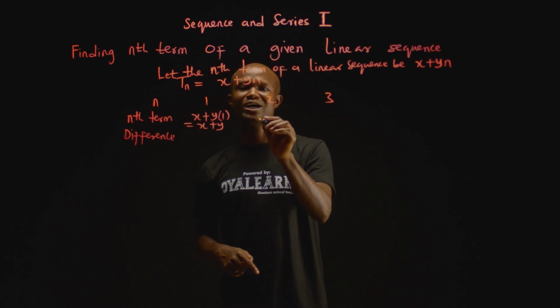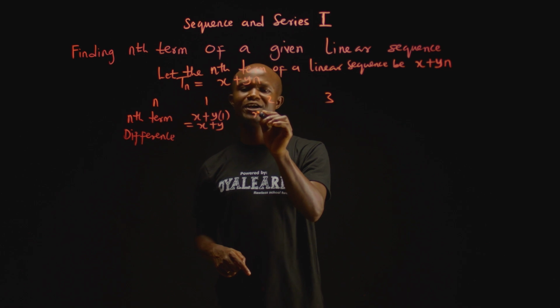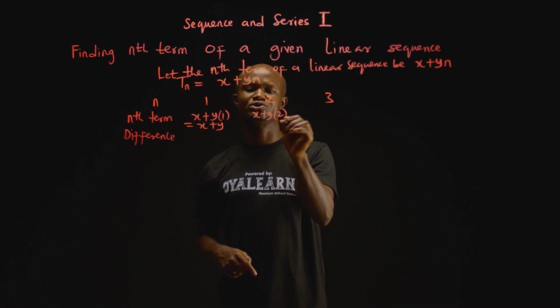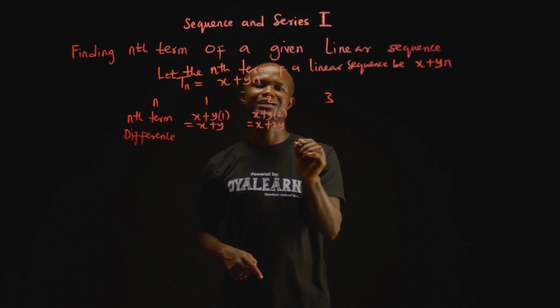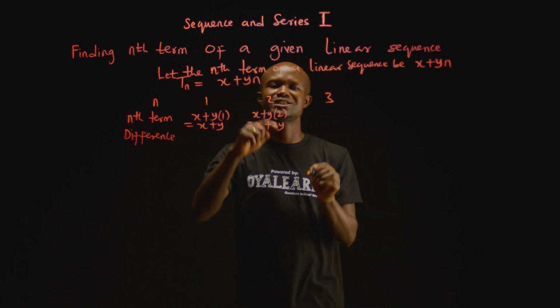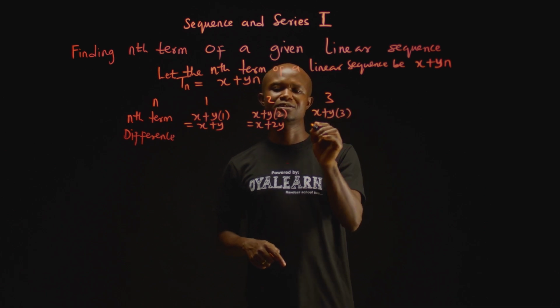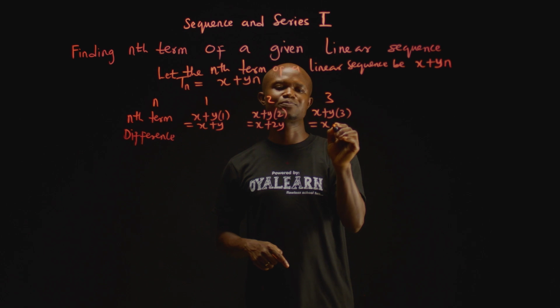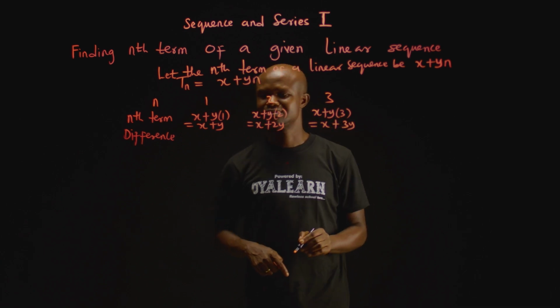Now the next one we have, anywhere we see n, we put 2. We have x plus y into 2, and this will give us x plus 2y. Anywhere we see n, we put 3. x plus y into 3, and this will give us x plus y times 3, that is 3y.